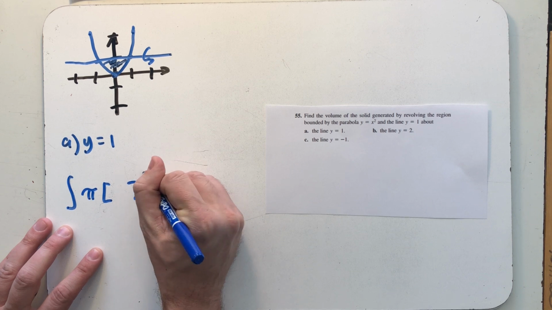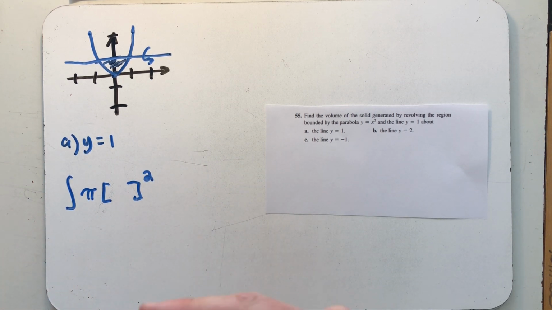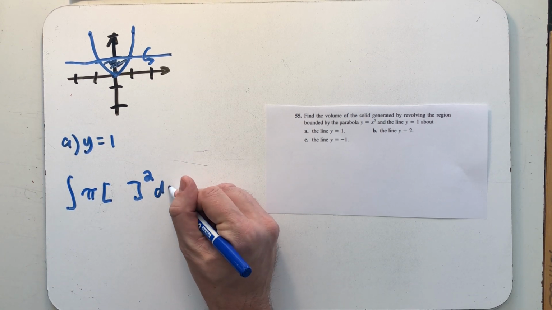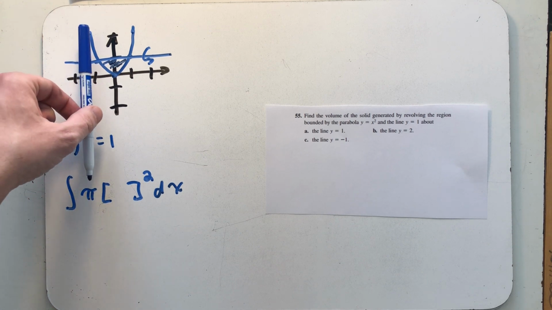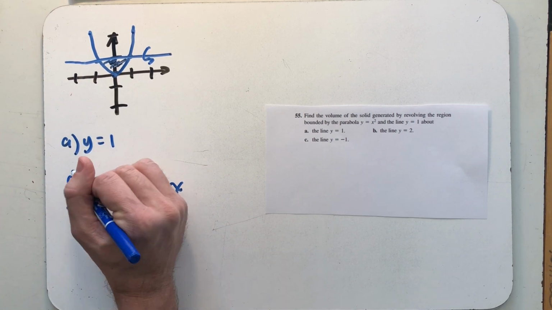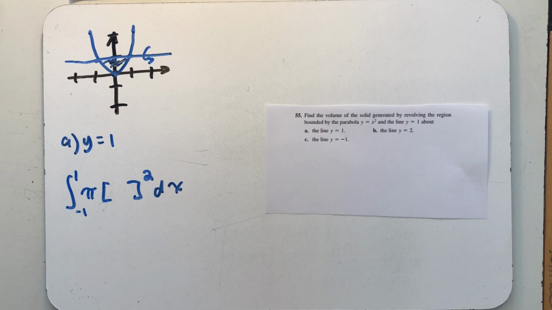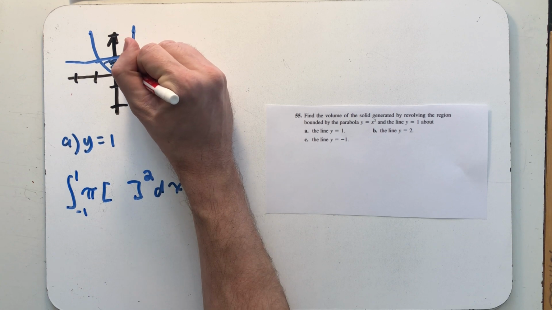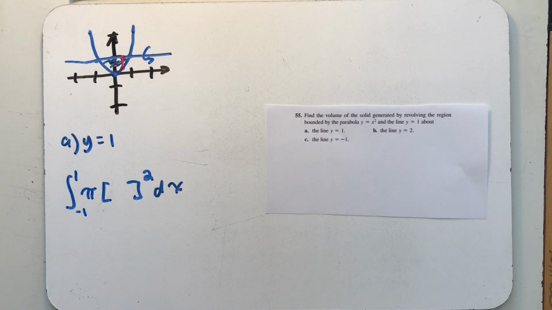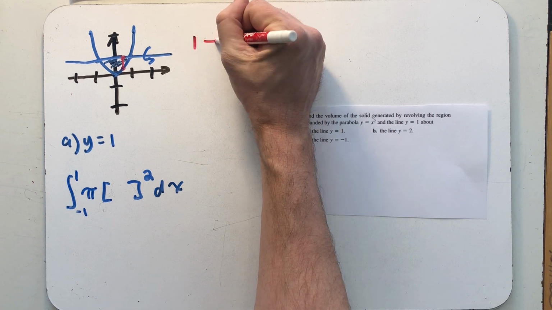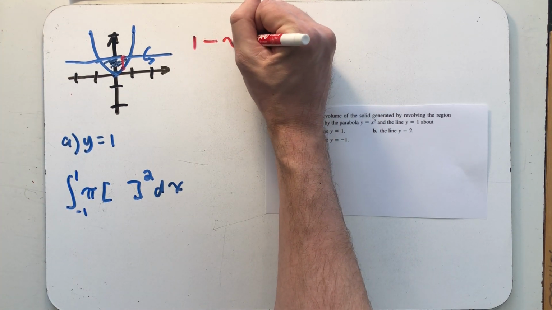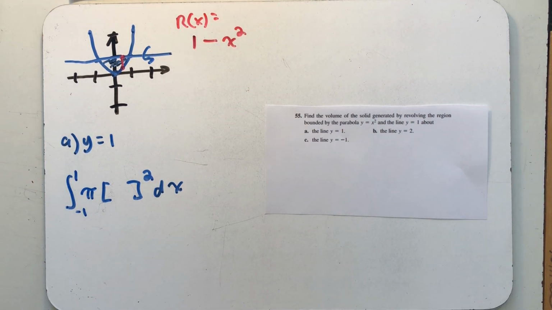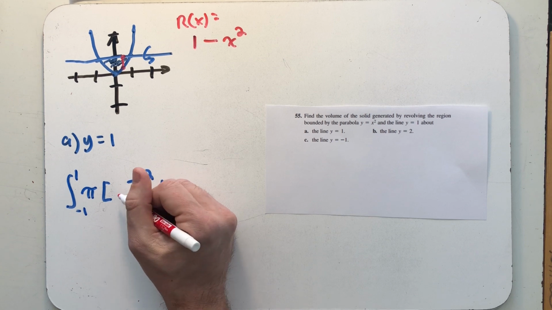So I'll have pi times some radius squared, and because I'm revolving around a horizontal axis, we'll be integrating with respect to x. Well, my region starts at minus 1 and ends at positive 1. So there are my bounds. And now we just need to find a radius function. Well, I'm revolving around that axis, and that's a radius. And so I see 1 minus that function value. So there's my radius function. R of x is 1 minus x squared. That's what's going to go in here.